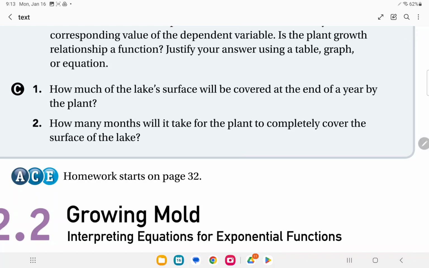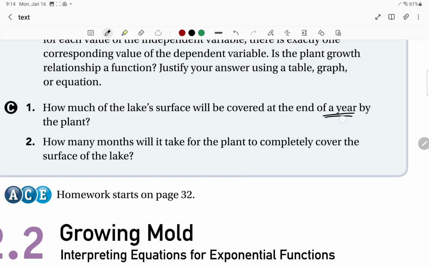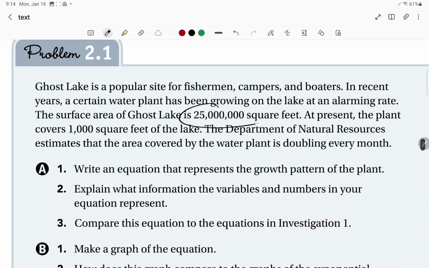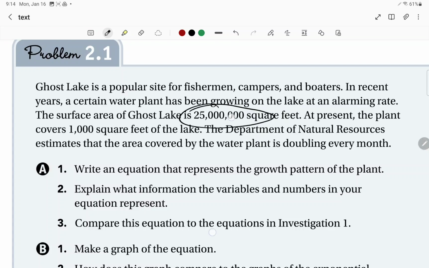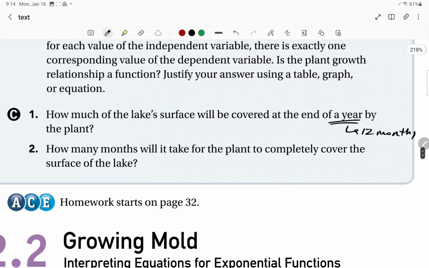And then let's take a look at part C. How much of the lake's surface will be covered by the end of the year? Well, our equation was in months, and a year has 12 months, so make sure you use the appropriate number of months there. And number 2, how many months will it take for the plant to completely cover the surface of the lake? Remember, the lake was 25 million square feet. Go ahead and answer parts 1 and 2 on C, and then come back to the video to see how you did.